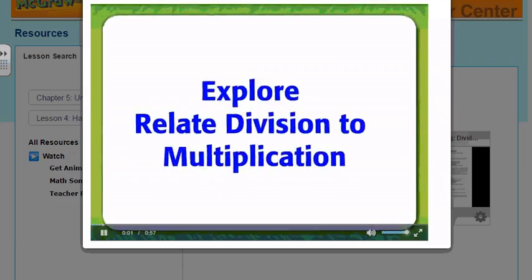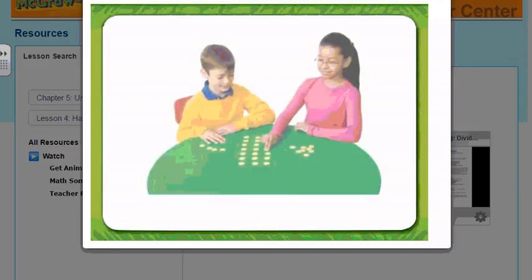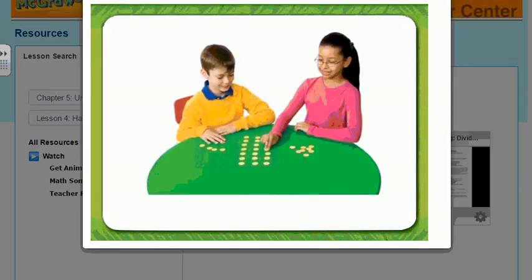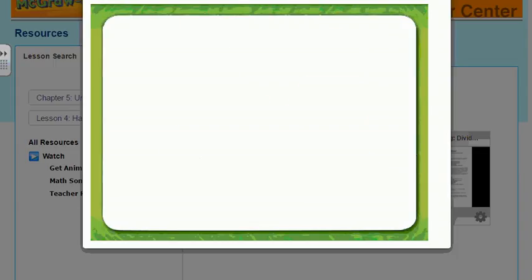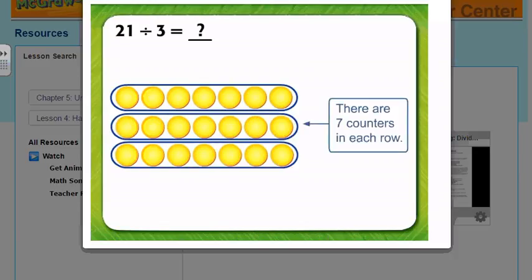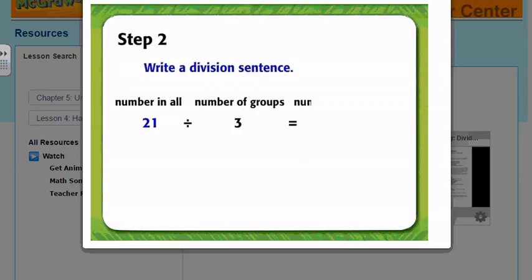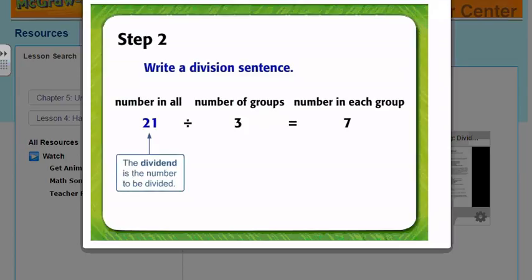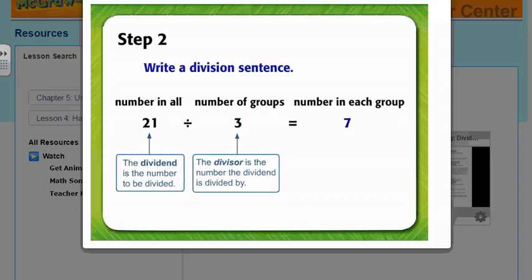Explore. Relate division to multiplication. In the following example, you will see how you can relate division to multiplication. Find 21 divided by 3. Model 21 counters divided into 3 equal groups. There are 7 counters in each row. Next, write a division sentence. The total number of counters is 21. This is the dividend, or the number to be divided. There are 3 groups. This represents the divisor, or the number the dividend is divided by. Finally, the number in each group is 7. This is the quotient, or the answer.